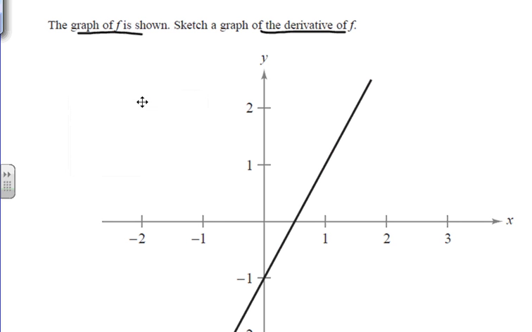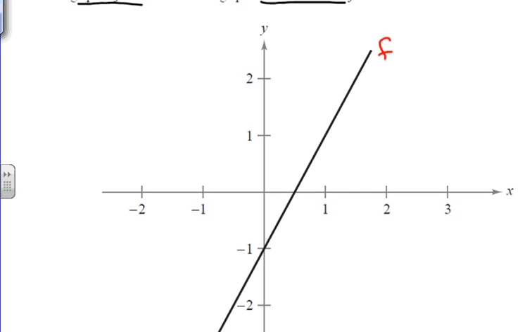All right. What we're going to do here is go through how to curve sketch and how to find the derivatives of different graphs and functions. So first off, we have an easy one. What we want to do here is find the derivative, or sketch the derivative, of this function f. Now to figure out the derivative of this function, you have to remember one key thing. Derivatives are slopes of curves. So f prime is the slope of the curve.